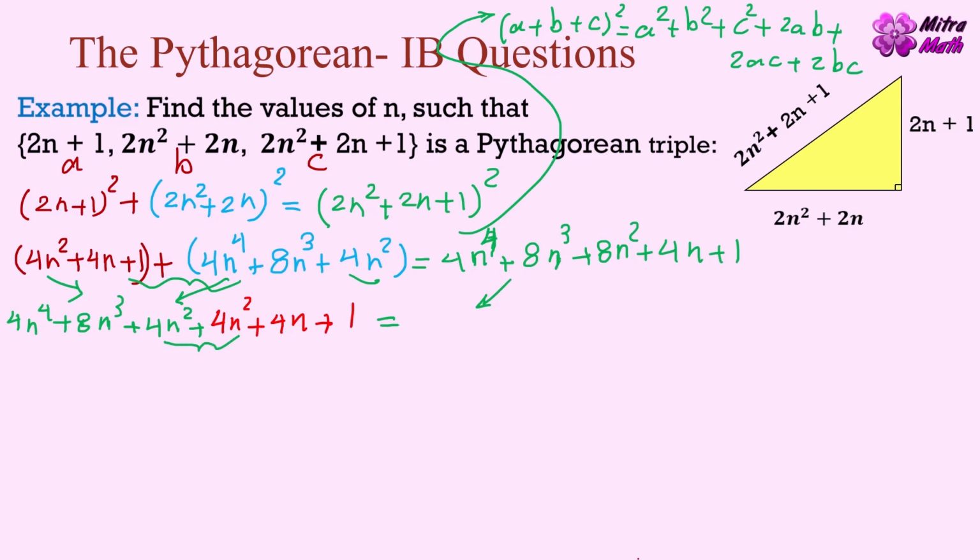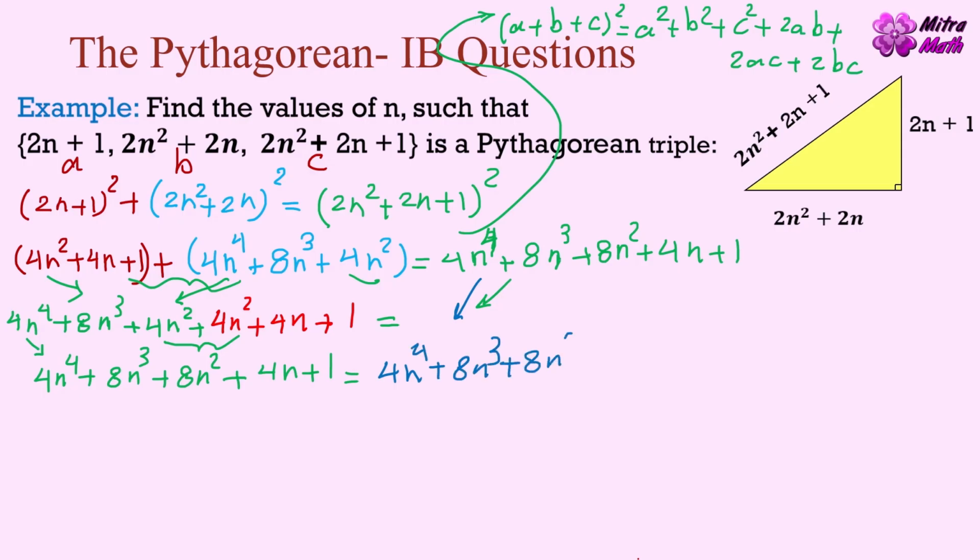So let's simplify the left side. I have two like terms here. These ones just carry down, 4n to the 4 plus 8n cubed. I'll get 8n squared plus 4n plus 1, equal to, from the right side, 4n to the 4, 8n cubed, 8n squared plus 4n plus 1. As you see, both sides are equal. So what does it mean? It means for any value of n, the equation is valid, and the set is a Pythagorean triple.